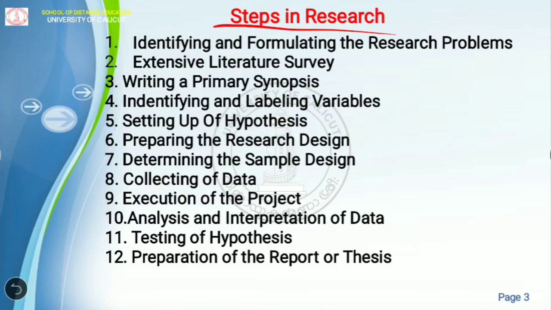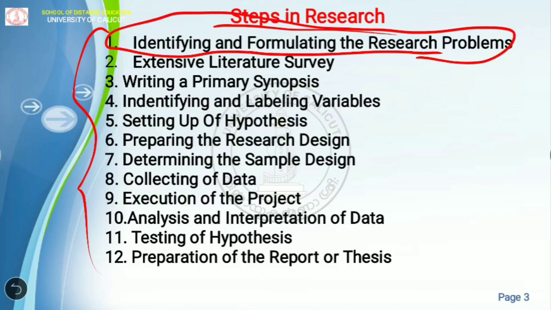So we have 12 steps to go through while conducting a research study. The first step is identifying and formulating the research problem. The first step in conducting a study is that we have to identify and formulate a research problem or question. Then an extensive literature review. Literature survey or review means checking existing studies, who have conducted studies relating to our topic, what their findings are, and what methodology they have used. That is an extensive or detailed literature survey.